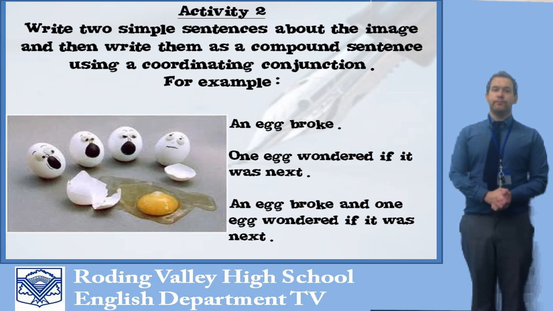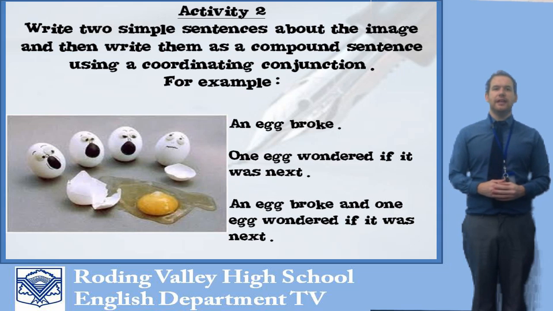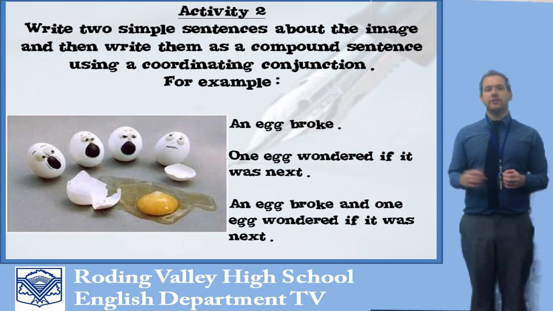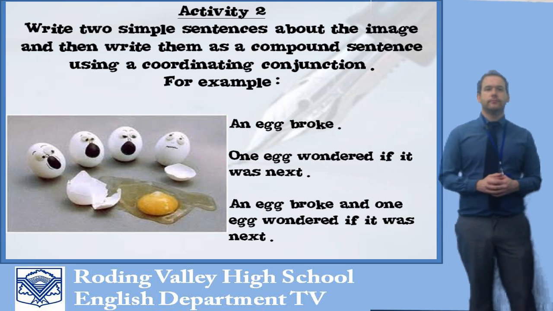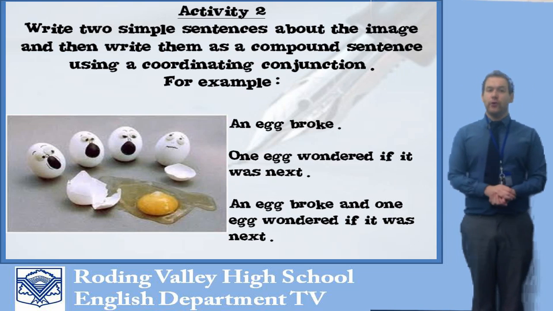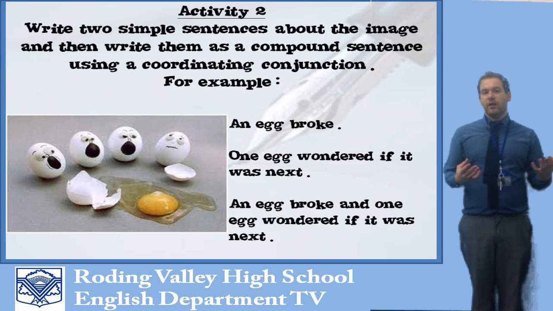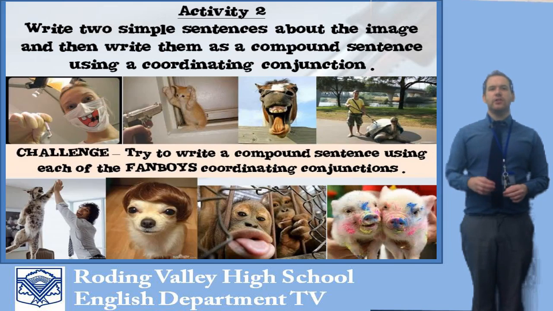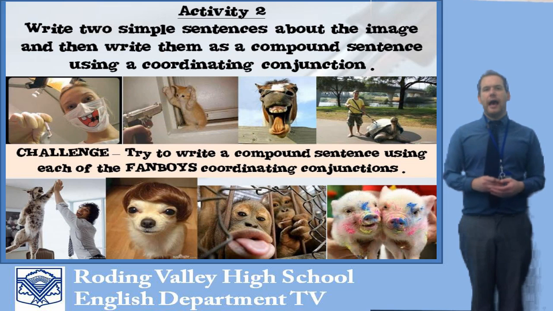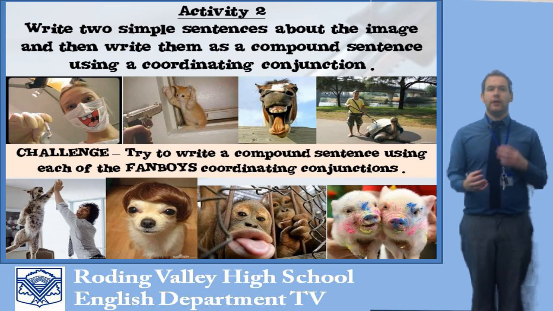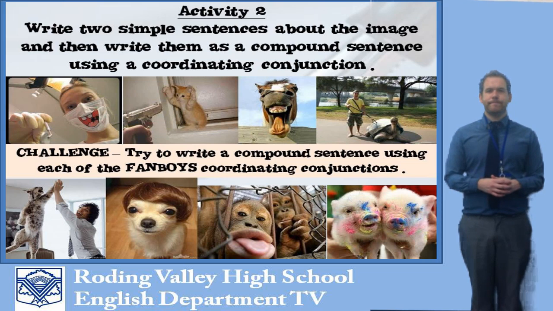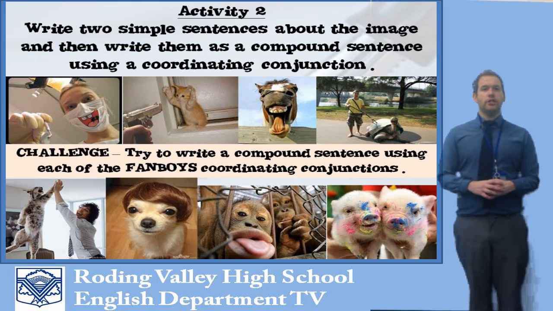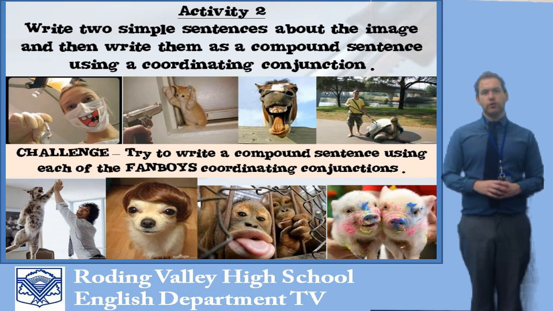Now activity 2. Try to write two simple sentences and then merge them into one compound sentence, like what I've done in the example. You may need to change the sentences to create a compound sentence. That is fine. You may need to make things up that aren't in the picture. That's also okay. The main thing is that you practice writing compound sentences and understand the relationship between simple and compound sentences. Challenge. Try to use all 7 coordinating conjunctions. When the screen gets larger, pause.